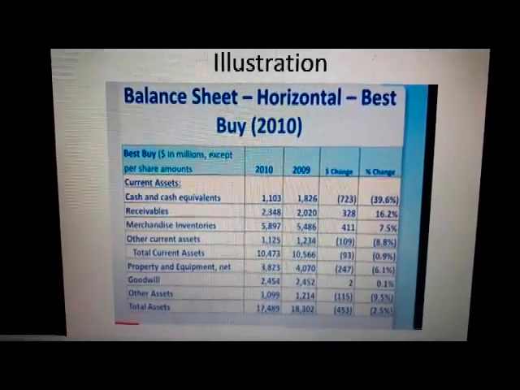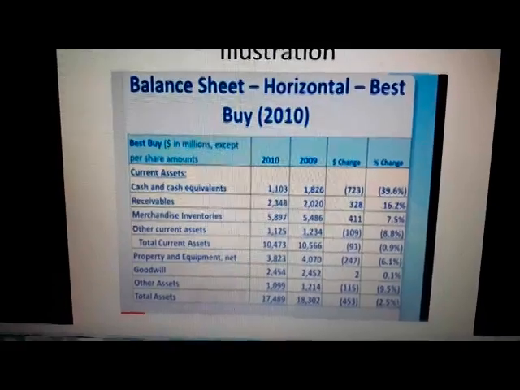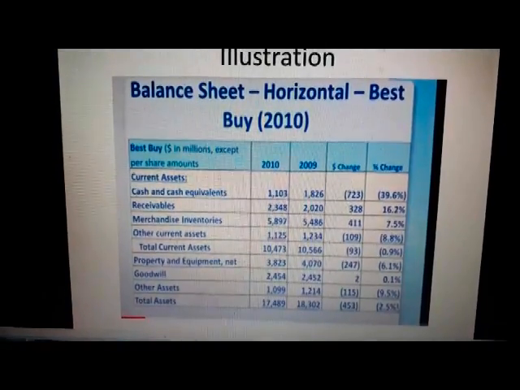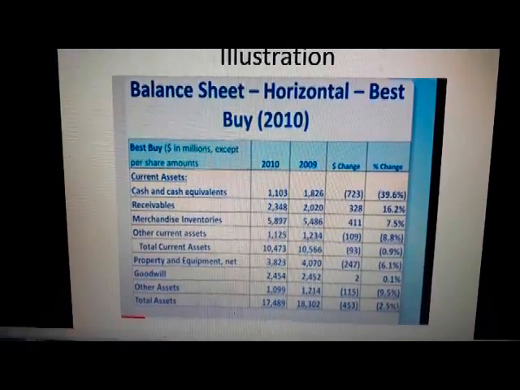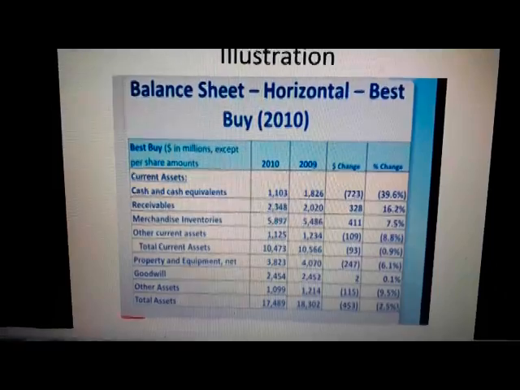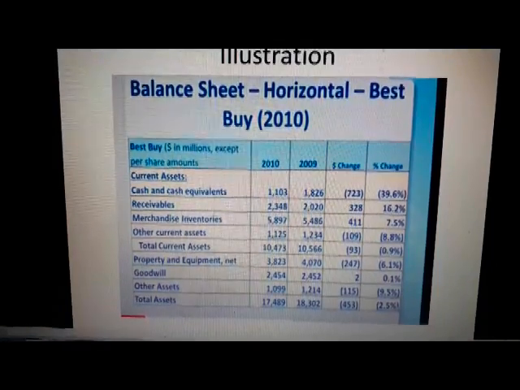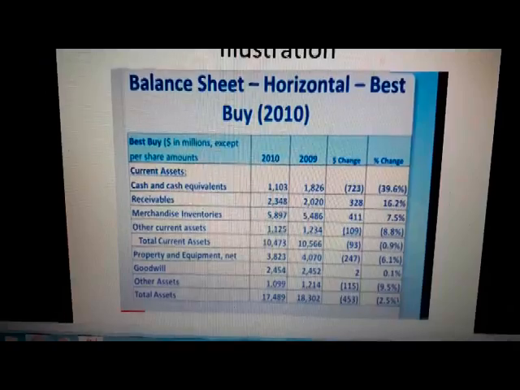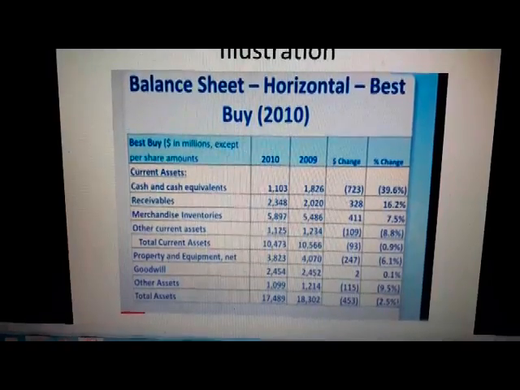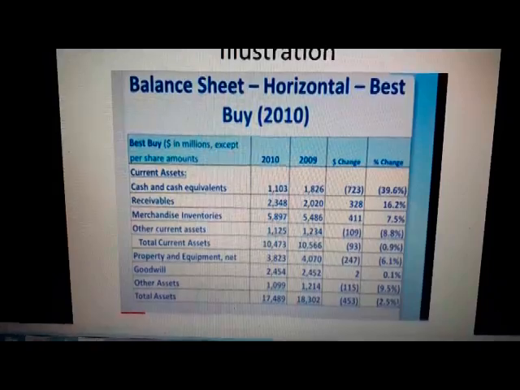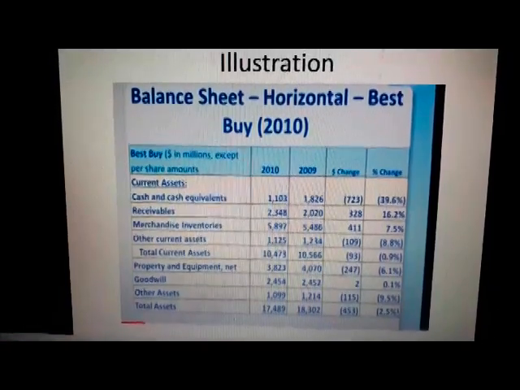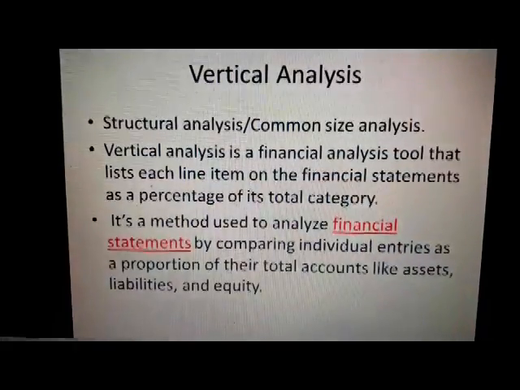So what will be the percentage? That percentage will be 2.5%. That means 453 divided by the base year's amount, that means 18,302 million dollars, multiplied by 100, and it is 2.5%. That means total resources decreased by 2.5% over 1 year. The next, vertical analysis.